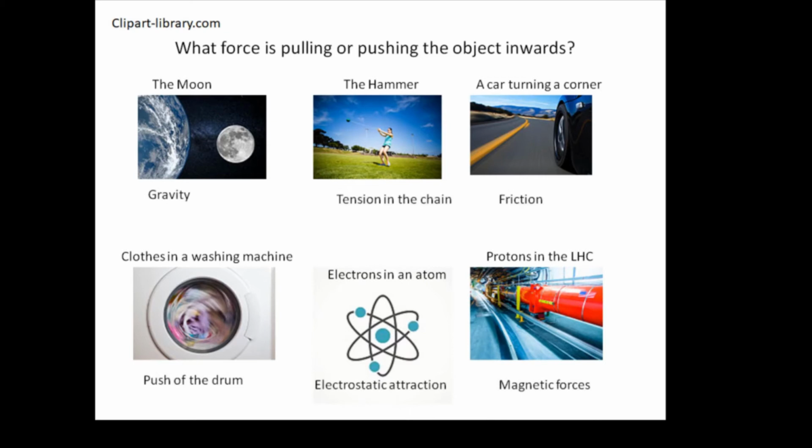Okay, so the moon is being pulled towards the center of its orbit by gravity. The hammer is being pulled towards the center by the tension in the chain. A car turning round a corner, it's friction which pushes or pulls it towards the center. Clothes in a washing machine, it's the push of the drum which pushes them towards the center. Electrons in an atom, it's electrostatic attraction. Protons in the Large Hadron Collider, the centripetal force is provided by magnets.